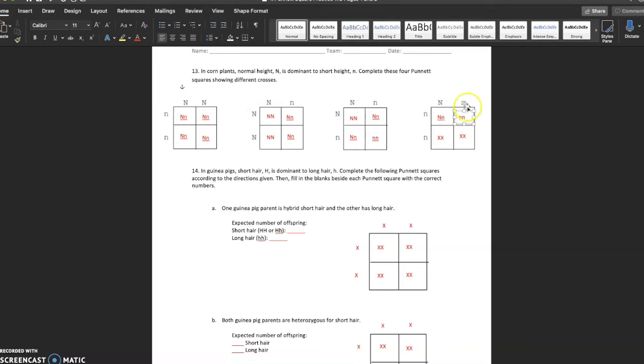And two lowercase n's coming here. This cross is also going to show capital N, lowercase n. And this one will have lowercase n and lowercase n as well.